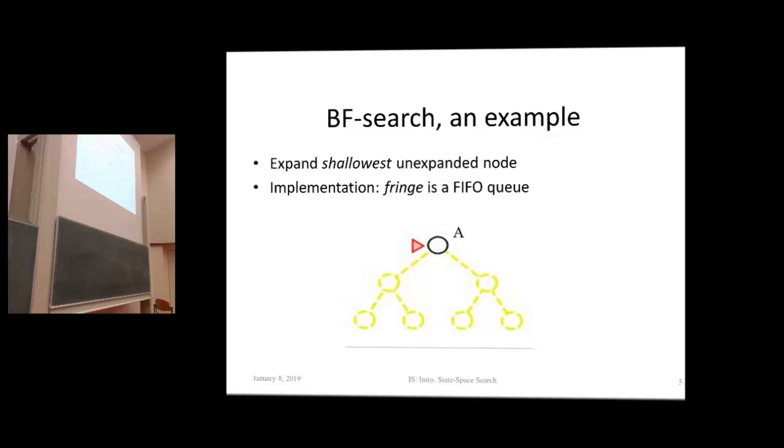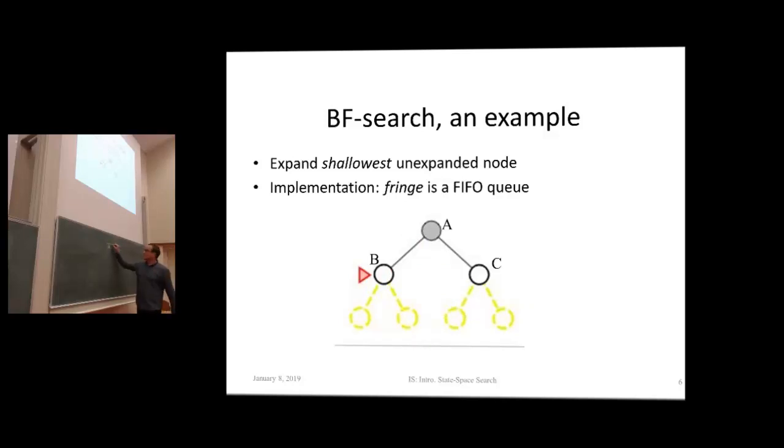Who knows what FIFO stands for? First in, first out. Yes. So basically, it's the notion of a queue. In this case, we start from a problem where we have the root node, which is A. We put it in, and that is our first iteration. Then we take it out and we look at the possible successors of A. And these are B and C. And what we do is we add them to our fringe.